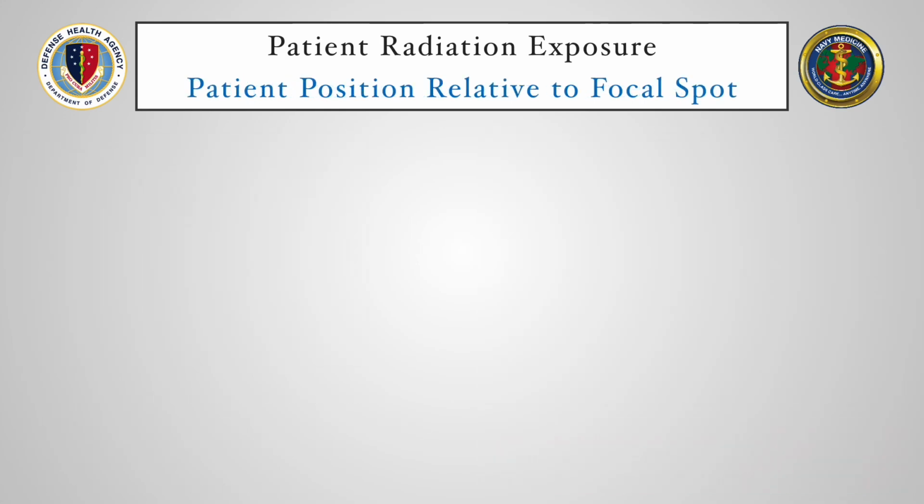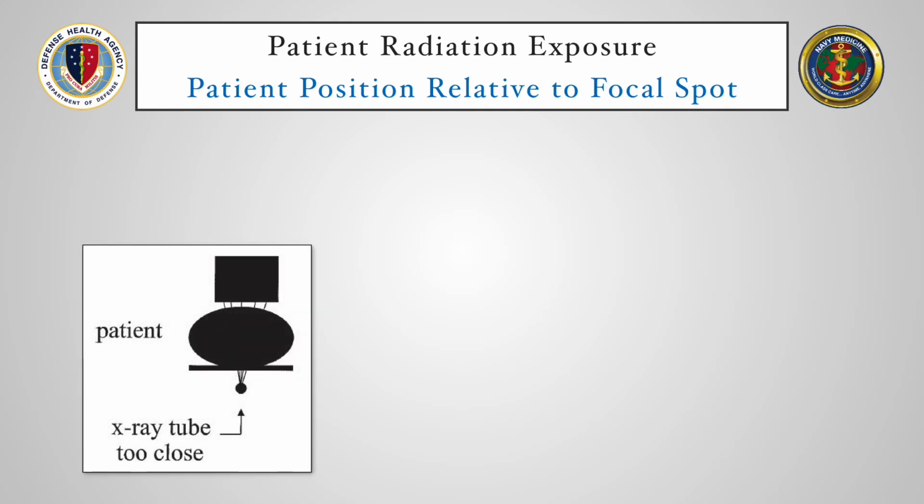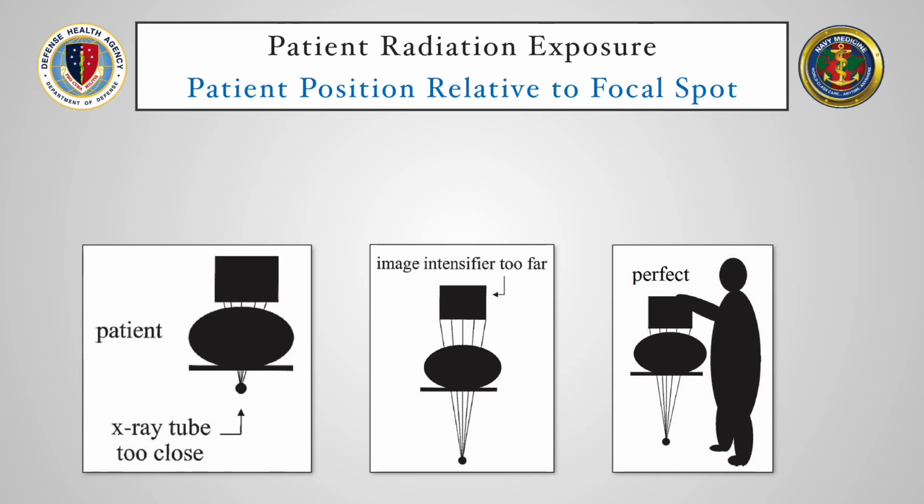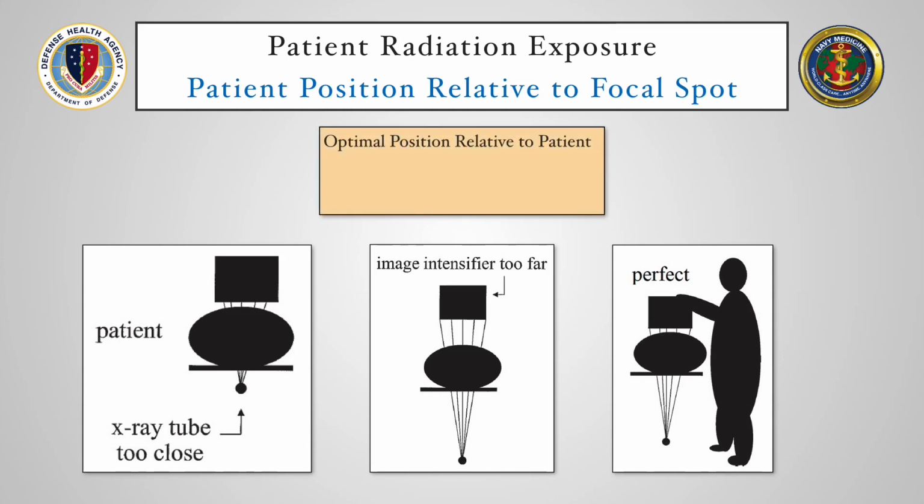Positioning the patient correctly in the X-ray field is another way to make sure you're both optimizing the patient dose and getting the best image quality possible. In this first picture, you can see that it says the X-ray tube is too close. That is creating a heavy amount of entrance skin exposure, but also by the time it gets to the image receptor, you have a huge spread, so it's not necessarily irradiating the part of the body that you want imaged. In the second picture, the image intensifier is too far from the body, so you may get distortion in your image. In the final picture, we have our perfect setup for optimal position. The X-ray tube is far from the patient, and the image receptor is near the patient.